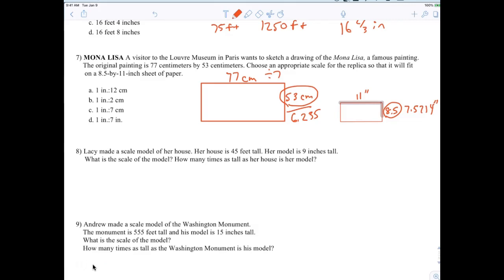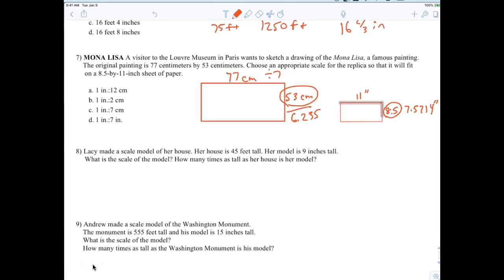Do you have to change because the other one is in centimeters? Well, I think that's what this is right here, man. I think that's what we have to figure out now. Right? So to me, it would be 77 centimeters to what? 11 inches would be the scale. Does everybody see what I'm getting at there? Yeah. All right.